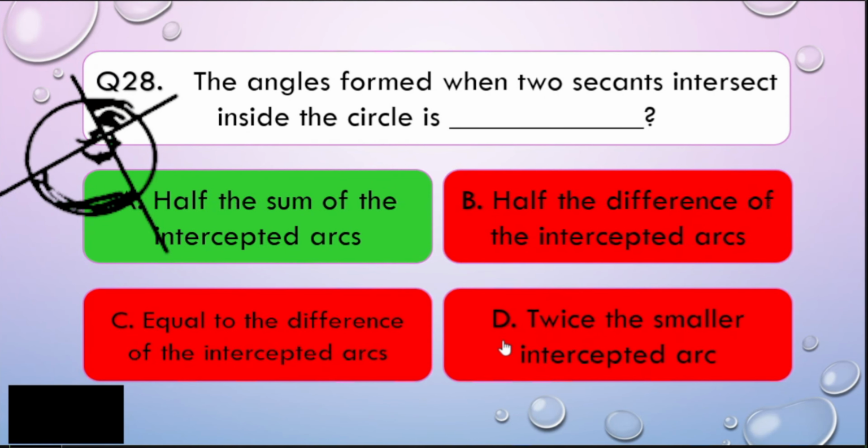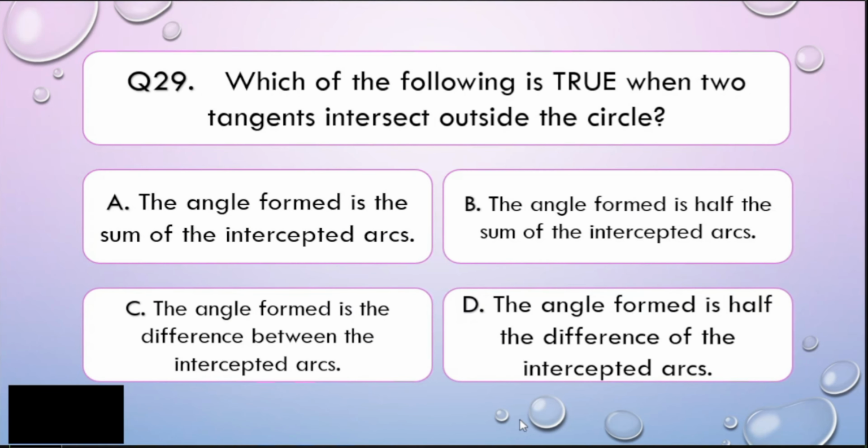So now let us go to question number 29. Which of the following is true when two tangents intersect outside the circle? A, the angle formed is the sum of the intercepted arcs. B, the angle formed is half of the sum of the intercepted arcs. C, the angle formed is the difference between the intercepted arcs. Or D, the angle formed is half the difference of the intercepted arcs. I'll give you 5 seconds to think about your answer.